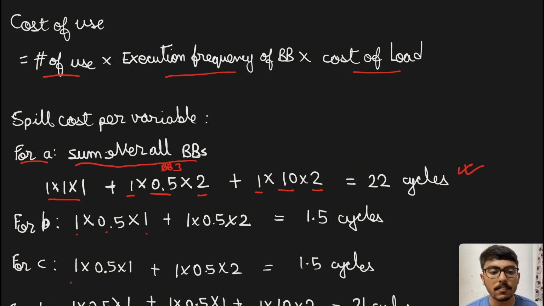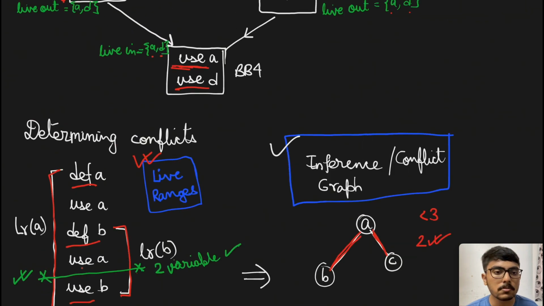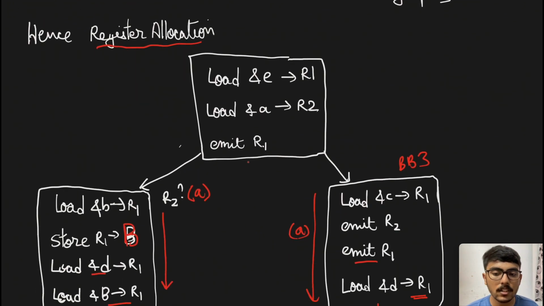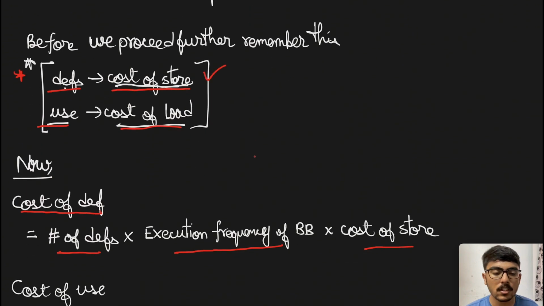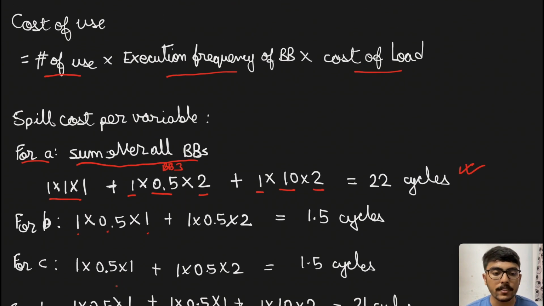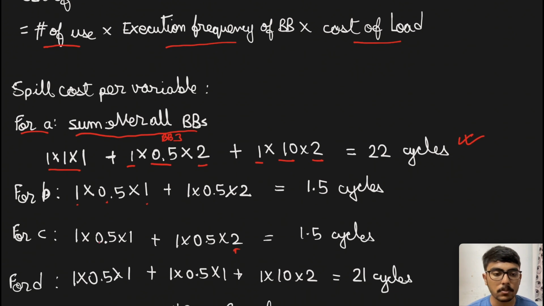Similarly, we will have for C, which is used in basic block 3, and I hope it is not used in basic block 2, right? It is used in C, and there will be 2 terms, one for def and one for use. So let's have a look at that. Yeah, 1 into 0.5 into 1 for the def, and 1 into 0.5 into 2, 2 is for load, so it is 1.5 cycles.